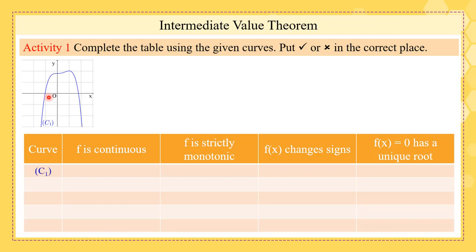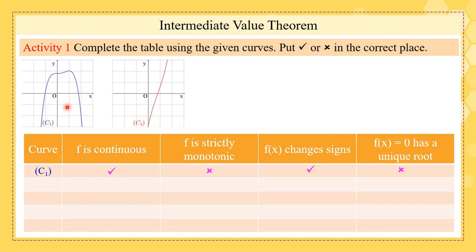This is curve 1. Now the question is: is f continuous or not? Is f strictly monotonic or not? Does f of x change signs or not? And does f of x equals 0 have a unique root or not? Well, you see here f of x changes signs because it goes from negative to positive, then to negative. And f of x equals 0, in fact, in this specific example, has two roots.